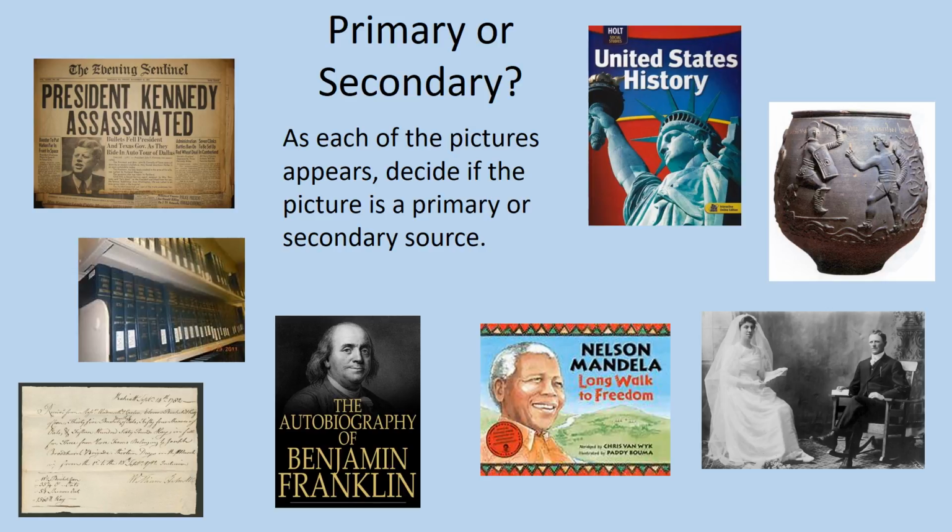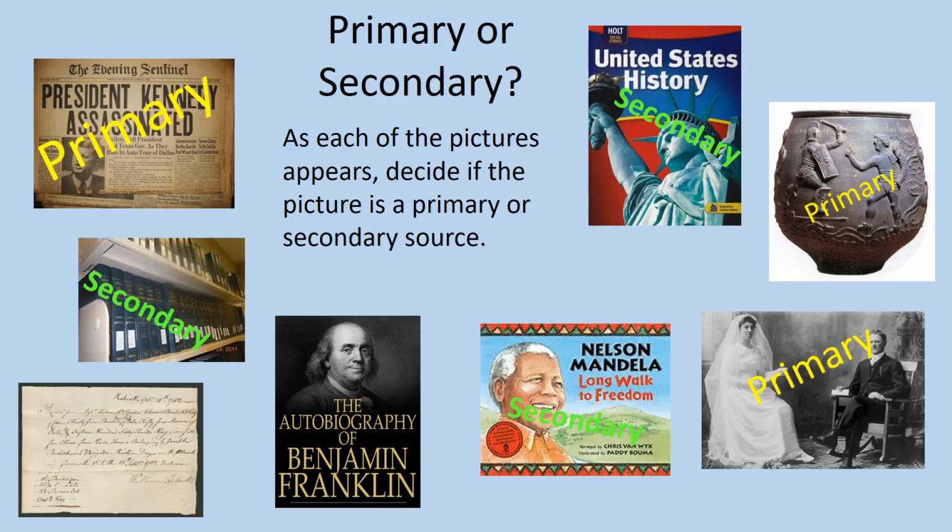Okay, I hope you have your answers. Primary, it's a newspaper article from the time period. Secondary, those are encyclopedias found in a library. A history book, that is a secondary source. An artifact from the time period, that's primary. A picture of a couple on their wedding day, that's primary.